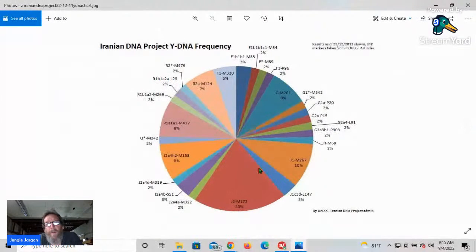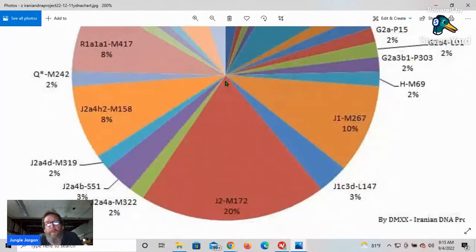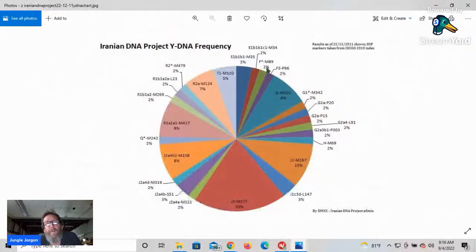The Persian population, of course, is interesting because it's where the Judaic people were exiled to. Here's the J2 M172, probably the descendants of King David. Plus, you have other lineages of J2 here as well. Plus, you have different lineages of J1 in the Persian population.